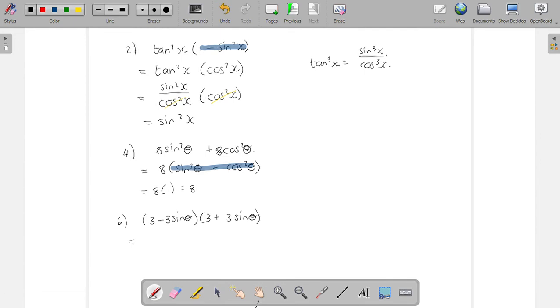As jy mooi gekyk het, so jy gesien het, hierdie is die faktore van die verskil tussen twee vierkante, but if you were not able to see that, let's foil that. So it's 9 minus 9 sine theta plus 9 sine theta minus 9 sine squared theta, and then you would have gotten to this anyway. So die verskil tussen twee vierkante, the difference between two squares.